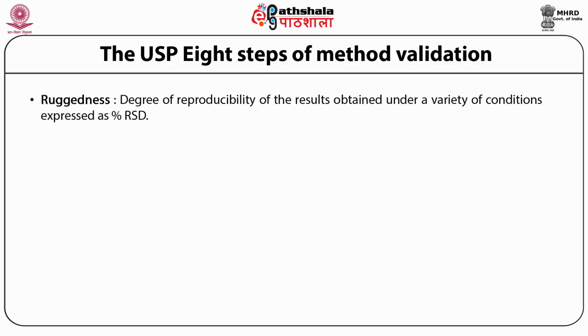Ruggedness is the degree of reproducibility of the results obtained under a variety of conditions, expressed as percentage RSD. That means if I am able to run the machine and get data, my friend running the same method on the same machine should also get the same data. Therefore, with varying conditions, the method is repeated in different labs, on different analytical instruments, at different temperatures, etc. The method should be capable of giving that much ruggedness, expressed as a percentage RSD, and it should comply with the ICH-GCP criteria.